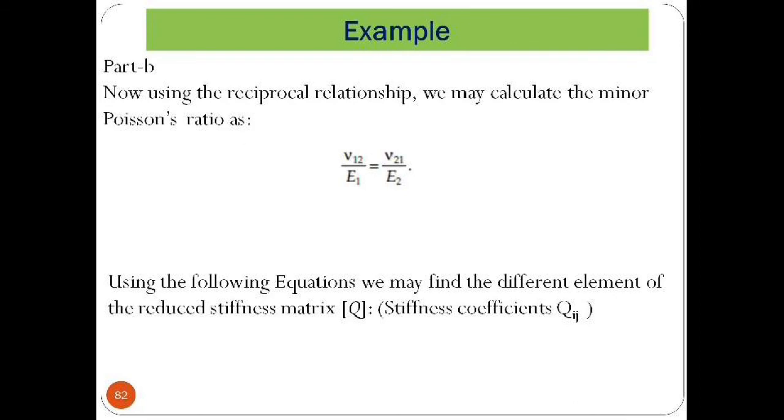Now, as part B, we have to calculate the minor Poisson's ratio, and we have to consider the reciprocal relationship between the minor Poisson's ratio and the major Poisson's ratio, as nu12 divided by E1 equals nu21 divided by E2. From this, we are able to calculate the minor Poisson's ratio, that is nu21. So henceforth, nu21 equals 0.01593.